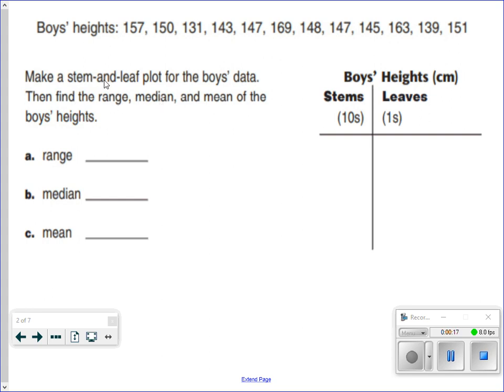So let's take a look here. Once again, whenever we do this, we have to make sure we find the smallest number out of this set of data. 131 is pretty small. That is our lowest. So we're going to put a 13, 14, 15, and looks like we need a 16 there. Okay. So we're going through here. 13 would be 131, so 131. Any other 13s up here?